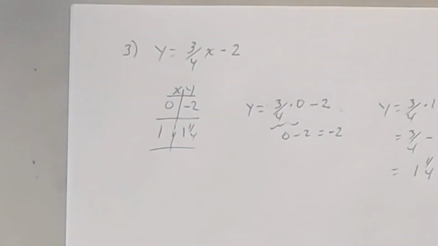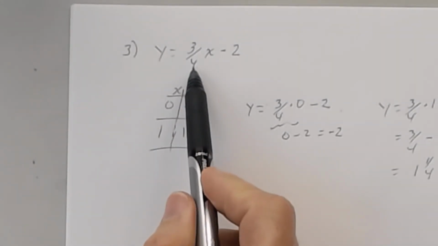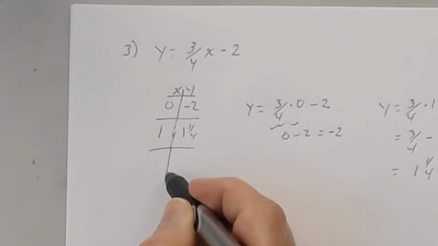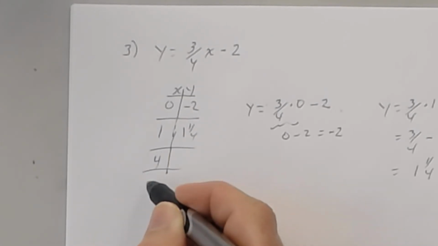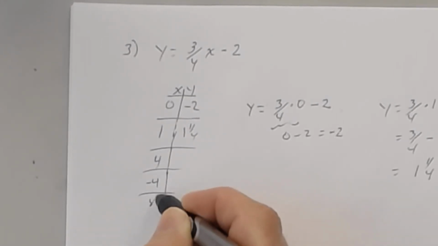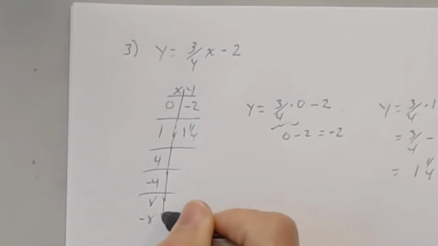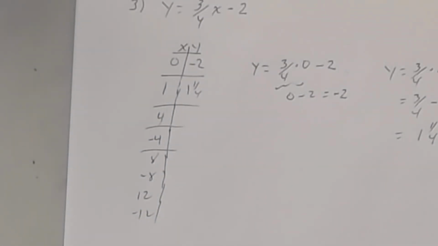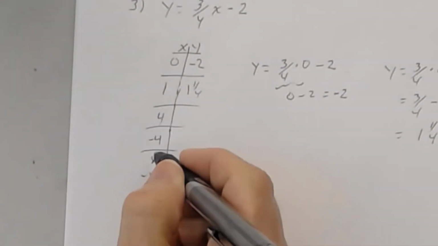What you want to do, though, is that when the coefficient is a fraction, you want to use numbers for x that are divisible by the denominator, 4. You want to use numbers for x that are divisible by 4. Listen carefully. Always use multiples of 4. Those are divisible by 4. So 4 and a what? -4. 8 and a what? -8. 12 and a what? -12. So those are the numbers you would use. But of all those numbers that I just listed, and there's an infinite number of those, I would use 4 and -4.